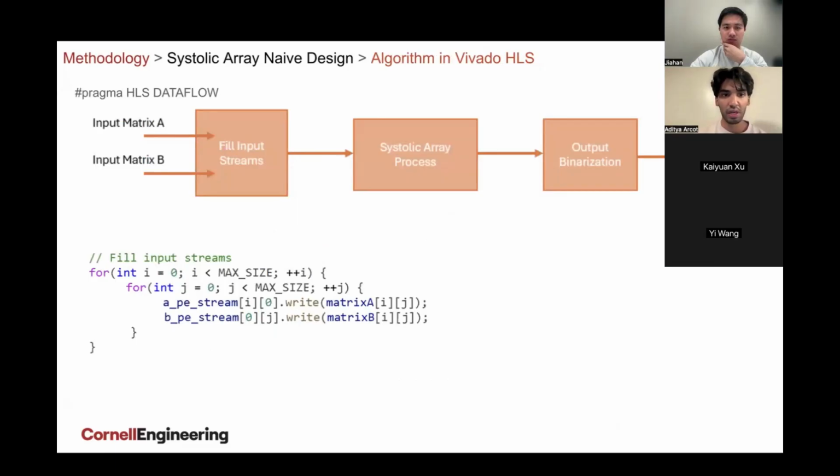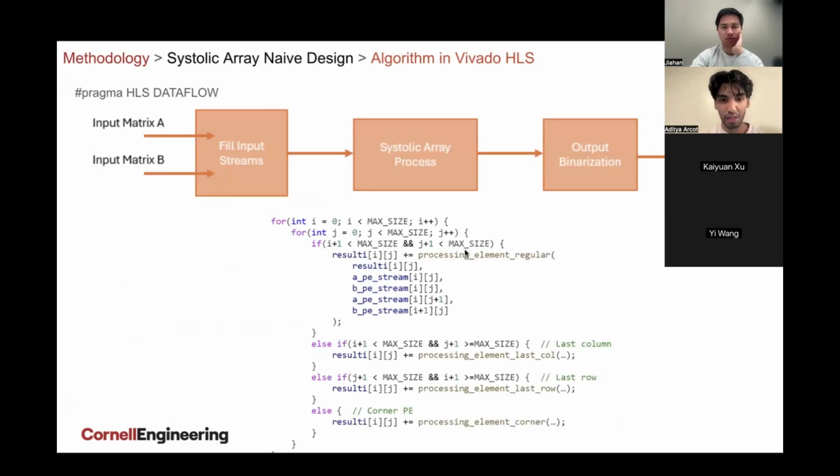So this is the representation where we first fill the input stream and calculate the systolic array binarized matrix multiplication, and then we get the result matrix.